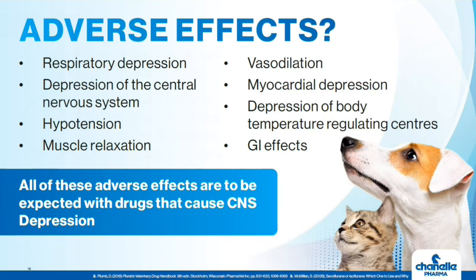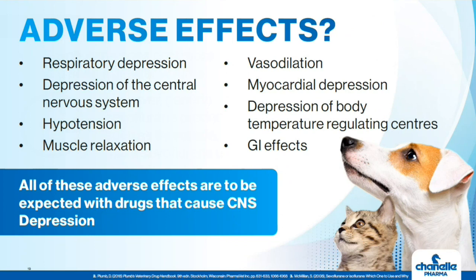So let's consider the adverse effects that you might observe when using these anaesthetic agents. The list here is taken from the data sheets. So you might see respiratory depression, depression of the central nervous system, hypotension, muscle relaxation, vasodilation, myocardial depression, depression of body temperature regulating centers, and gastrointestinal effects.